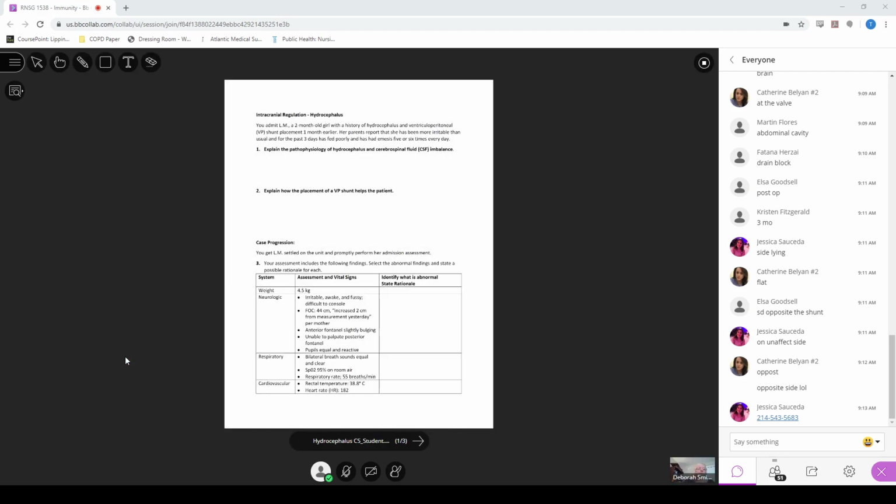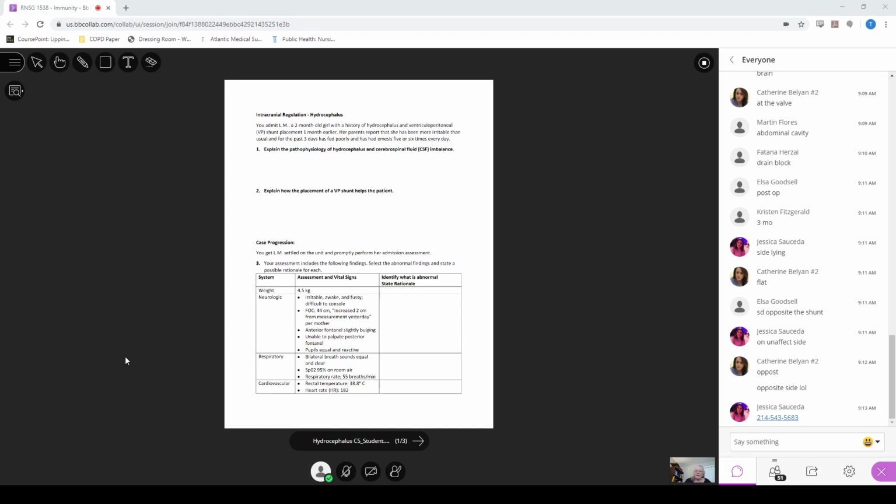So here's our little scenario, a case study that we had. We talked about the pathophysiology already. The ventricles make and absorb the cerebral spinal fluid, but it's not absorbed properly or not distributed properly. I think we just talked about the VP shunt and how that helps. Any questions about that? No. Okay.